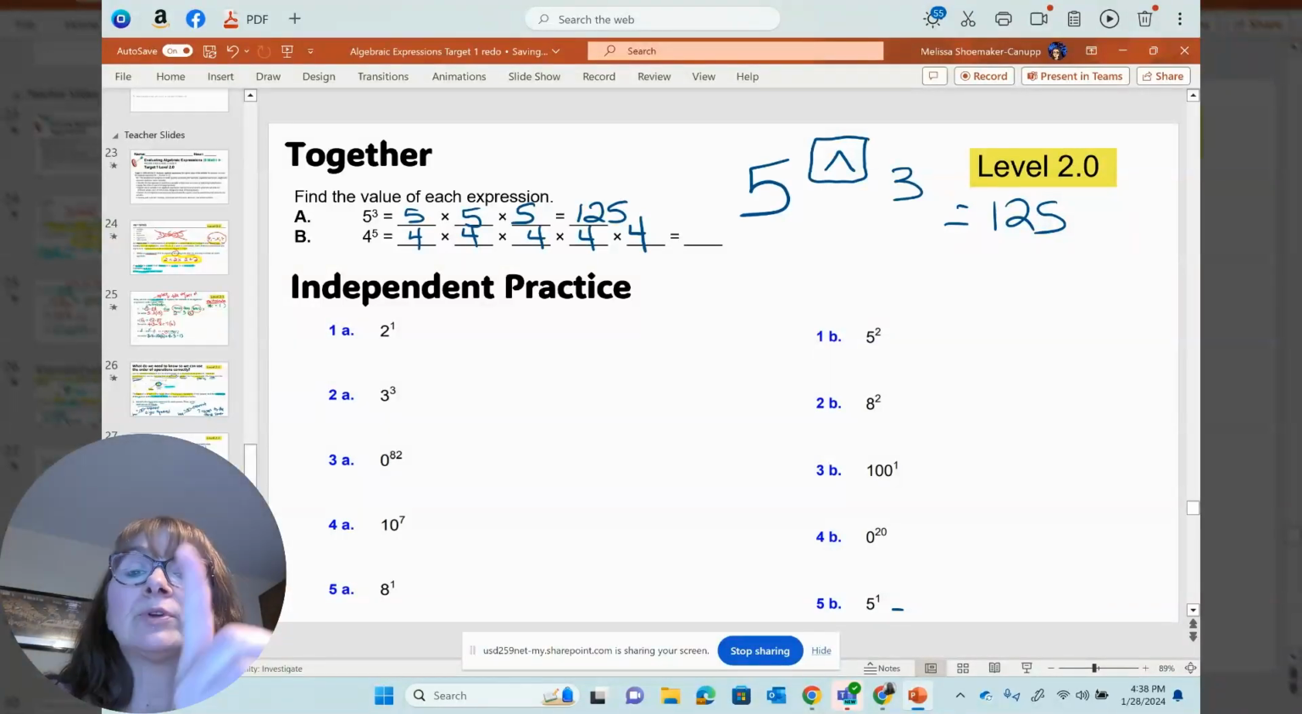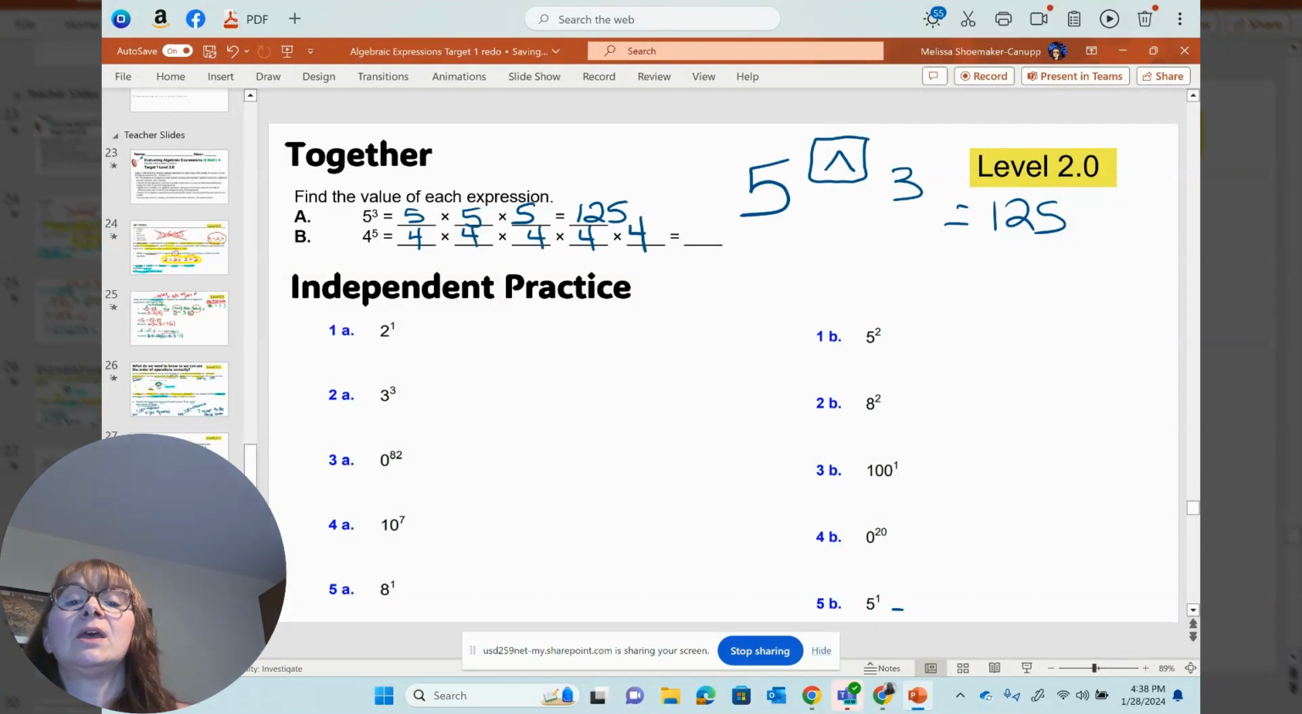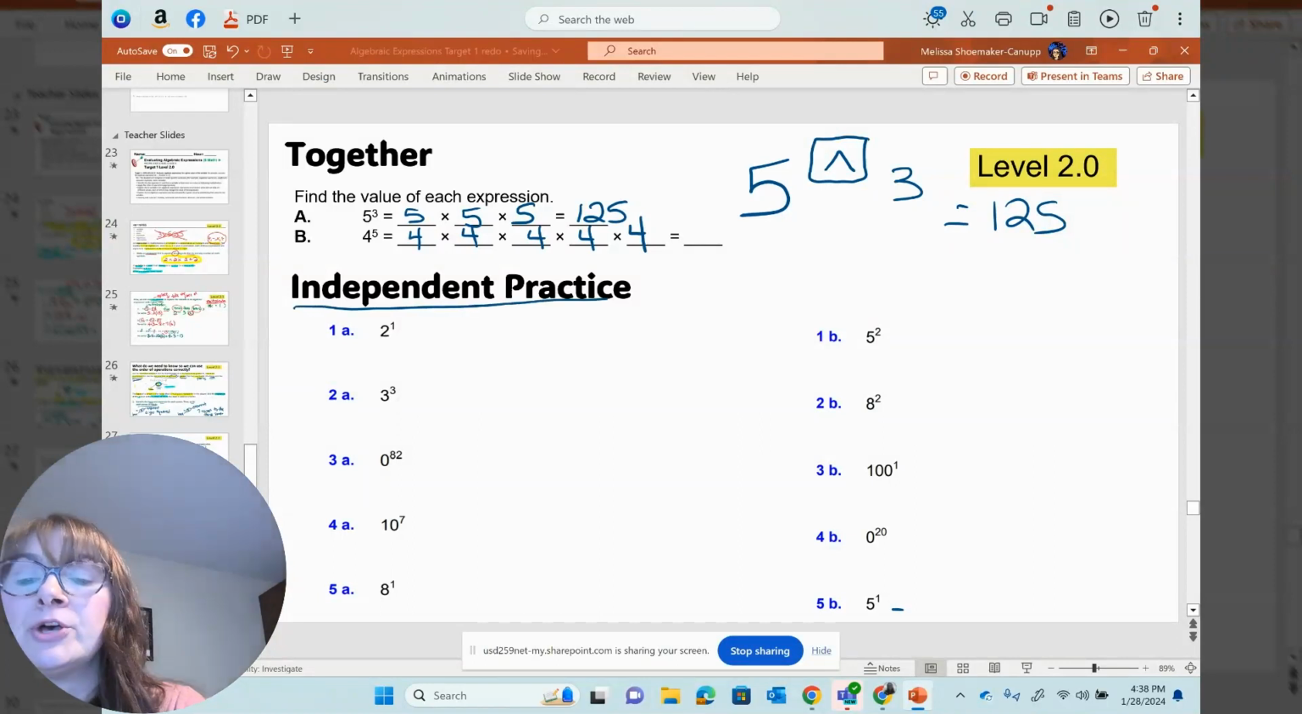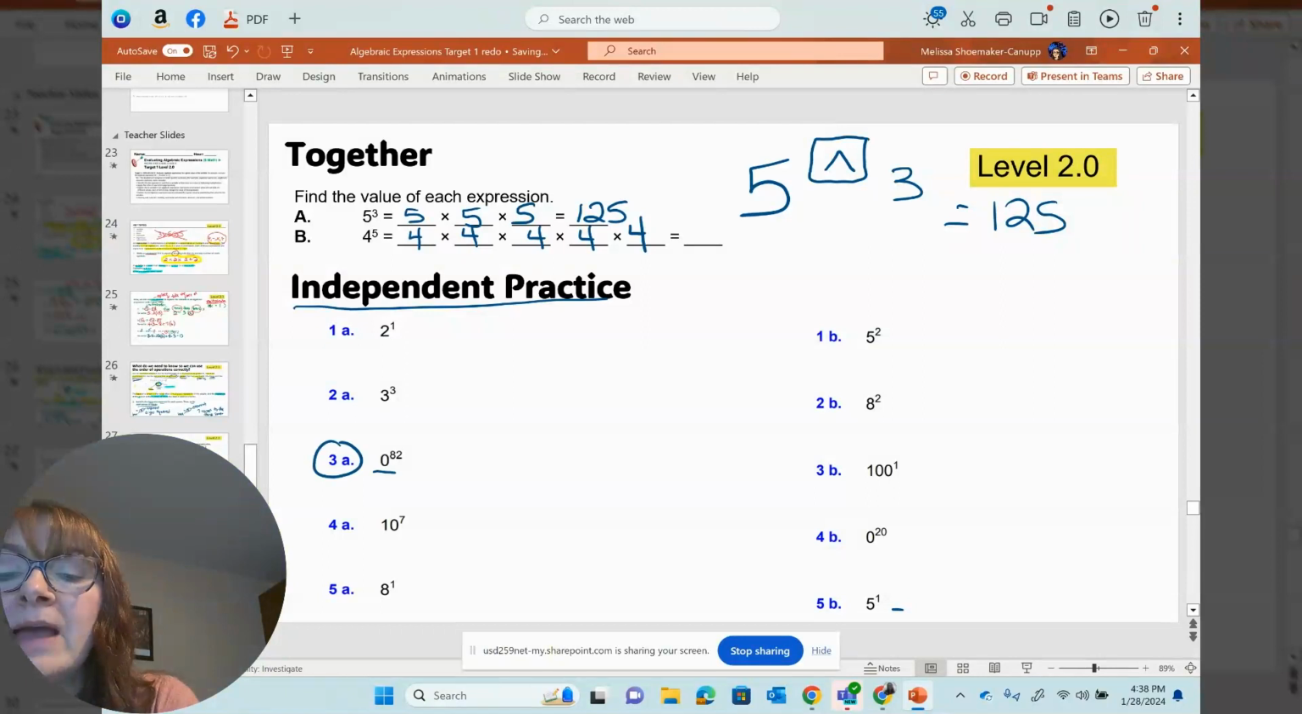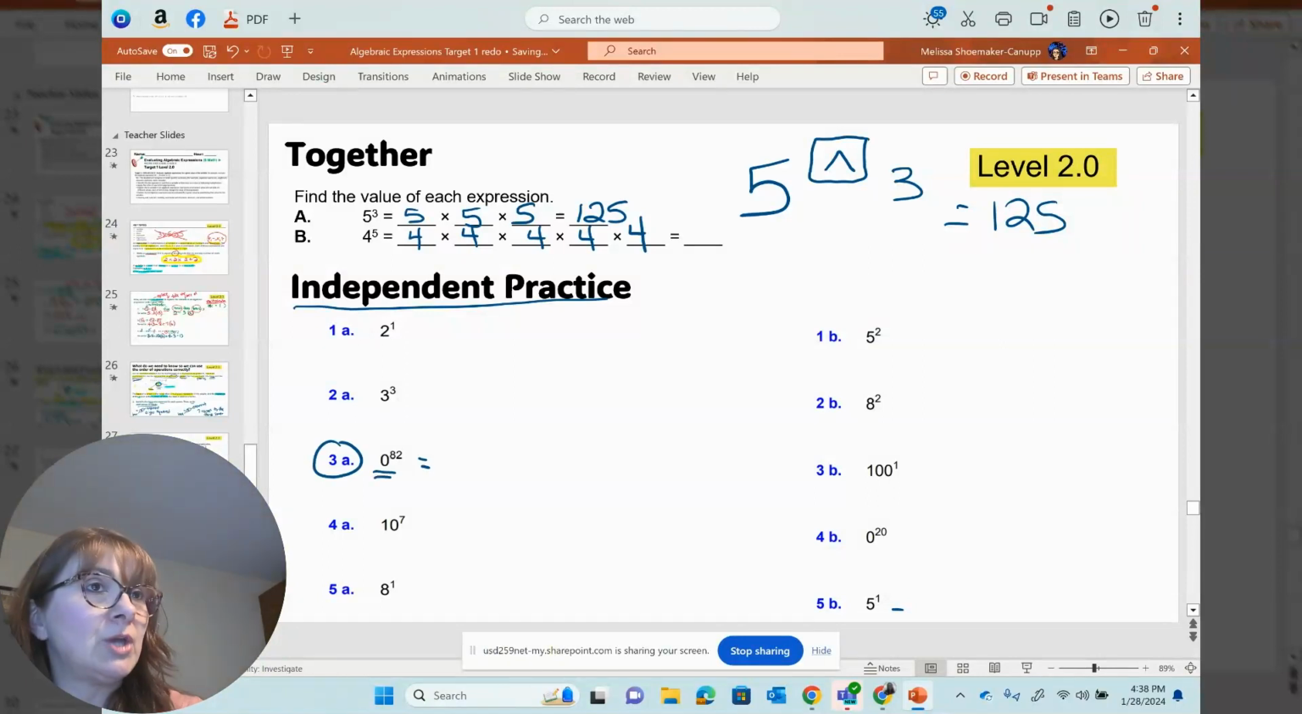Okay, 4 times 4 times 4 times 4 times 4. You get that answer. Try the calculator. If you can't find that button, let me know. The rest of this practice is on your own, but I'm going to point out 2 different things. The first one is 3a. I have 0 to the 82nd power. Do we need to write 0 times 0 times 0 times 0 82 times? Or can we just understand if I have 0 as the base, my answer will always be 0. Because when I'm multiplying 0 times itself, the answer is always 0.